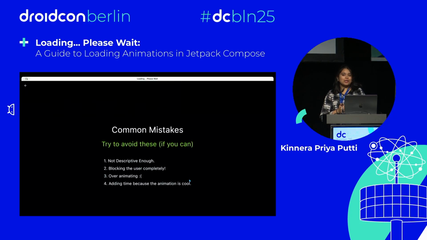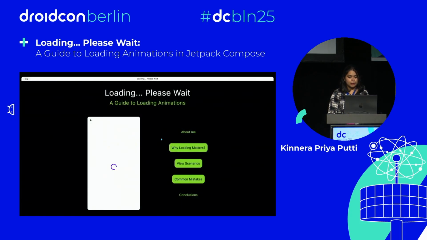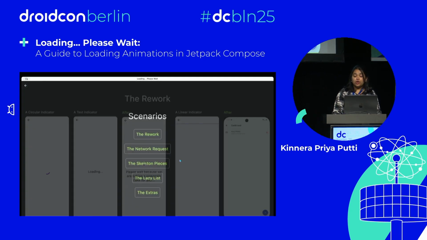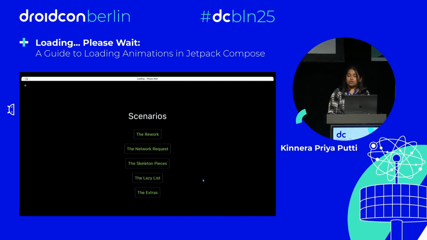Number two is blocking the user completely. Like I showed you in the first screen where, let's see. Here, for example, in this linear indicator, the user does not know what's going on. You're blocking the screen, the back button is not working. The only option the user has is to exit the app. You don't want that. So do not block a user from doing anything else. Always have a cancel button if you think it's going to go on long enough.